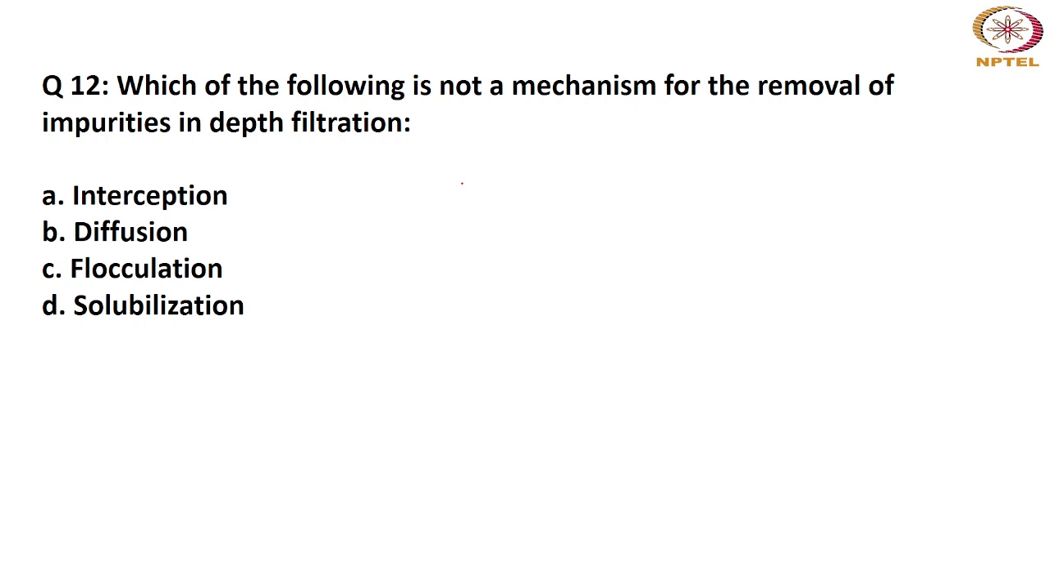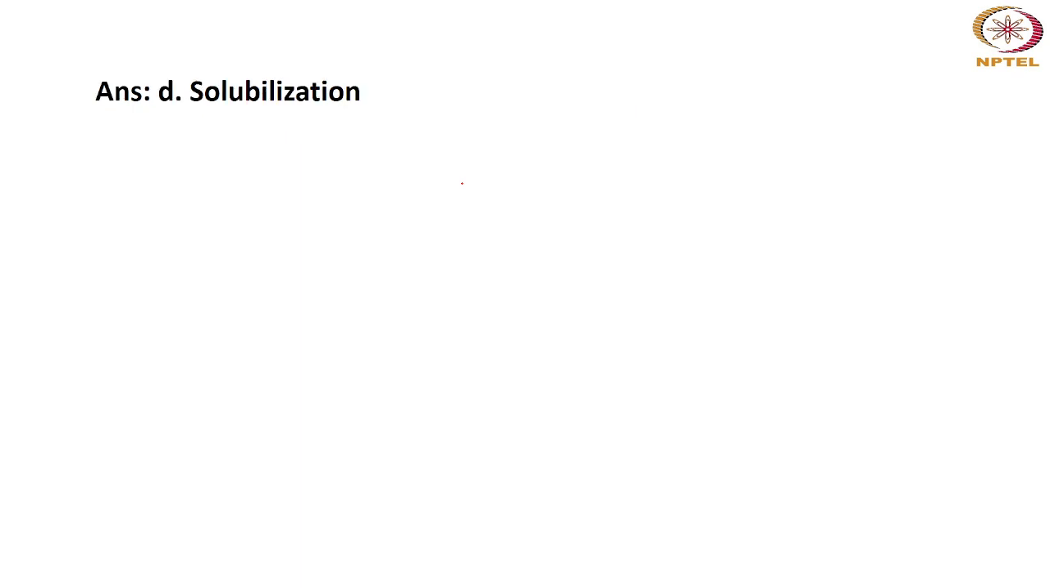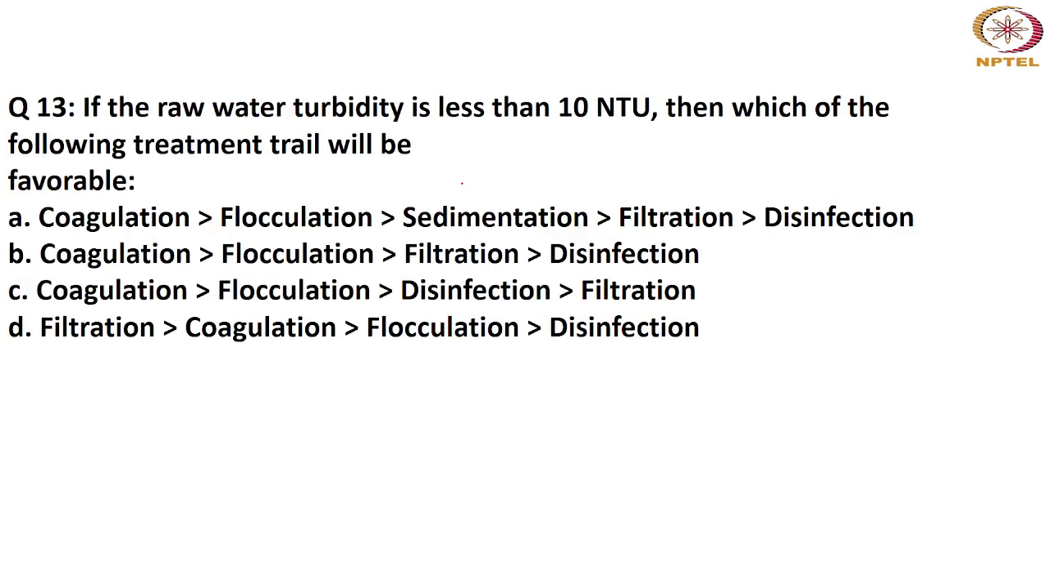So the correct answer is D, solubilization. We are not solubilizing the impurities to remove. If the raw water turbidity is less than 10 NTU, then which of the following treatment trains will be favorable? So the correct answer is B, coagulation, then flocculation, then we'll go for the filtration and disinfection. If the turbidity is less than 10 NTU, this is the thumb rule.